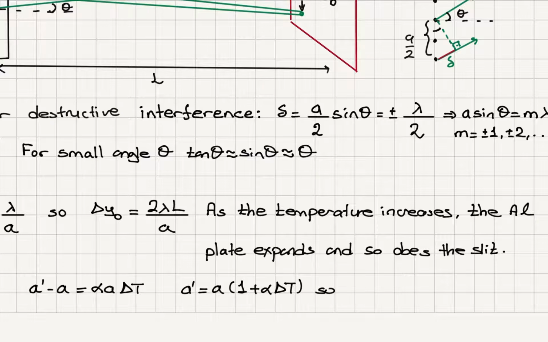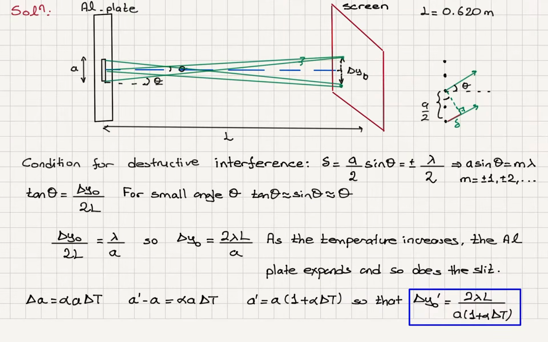So that's going to change the width of the central maximum. Delta y0 prime will be, instead of 2 lambda L over A, 2 lambda L divided by A prime, which is A times 1 plus alpha delta T. So this will be our new slit width.